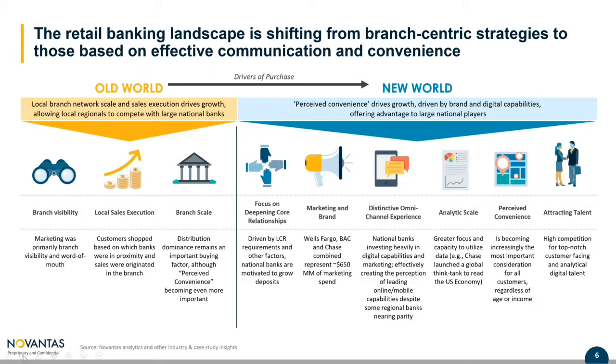Marketing and brand have replaced branch as the number one reason for contribution. Additionally, the role of distinctiveness, analytic scale, and what we call perceived convenience are more relevant in the consumer decision. Perceived convenience being how easy is it to deal with this organization online in terms of purchasing and servicing products. And lastly, to support all that, obviously organizations are seeking to attract talent to support it.